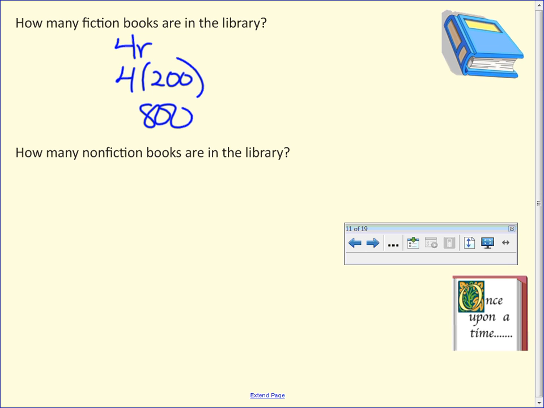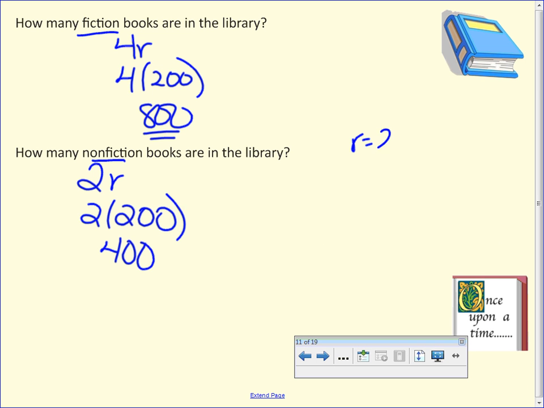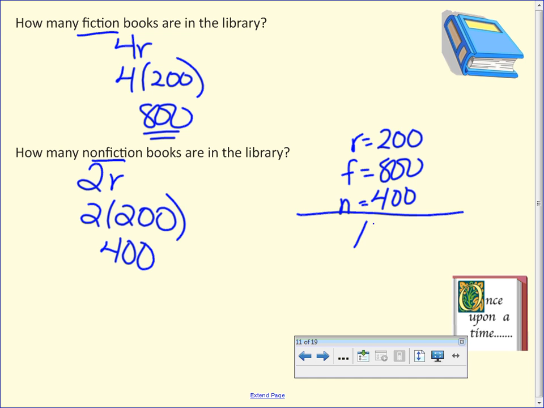So what is my algebraic expression for nonfiction? So R is 200. We found that out using the tape diagram and algebraic equation. So nonfiction is 400. Fiction is 800. And I should check them by adding those three together. What was my resource? 200. Fiction was 800. Nonfiction was 400. And if I add them together, it equals 1,400. So it checked. Yes.